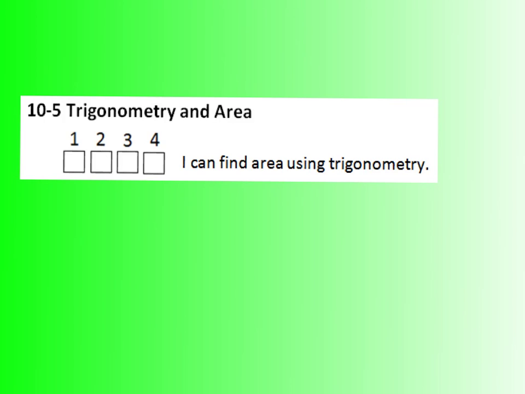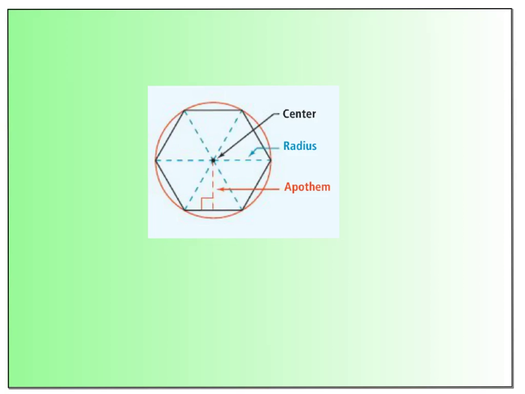This is the 10-5 video part 1. We're going to start looking at some of the more basic ideas, but overall in this section we're going to be using a lot of trigonometry in order to find the area of different polygons. So the first thing we have to know is, within this polygon, what do we call certain parts of it? We've got some vocab words here.